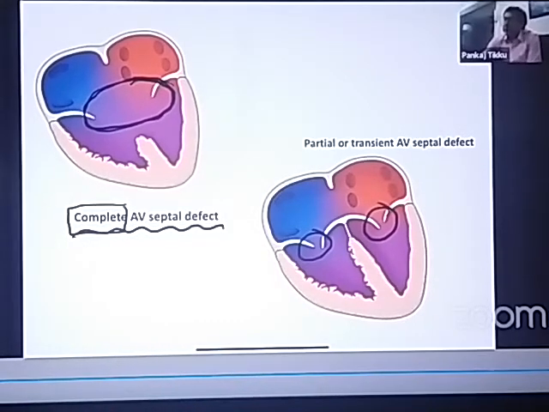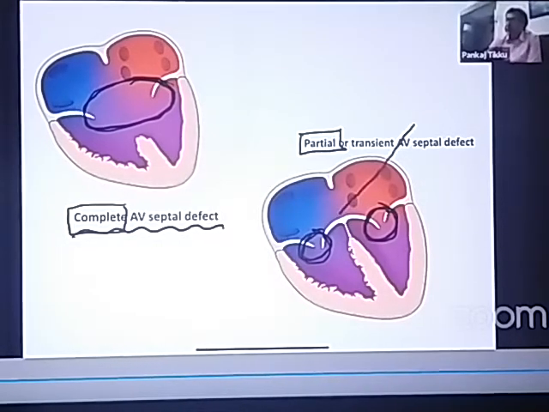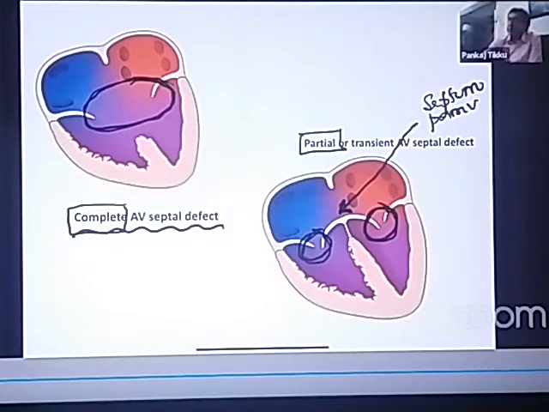There is another type which is known as a partial defect. In a partial defect, the valves may be separate. There are two separate valves, but just see the lower part of the atrial septum where the arrow is. The lower part of the atrial septum is not properly developed. That means the septum primum. The lower part of the atrial septum is also known as the septum primum. So a septum primum defect is there.